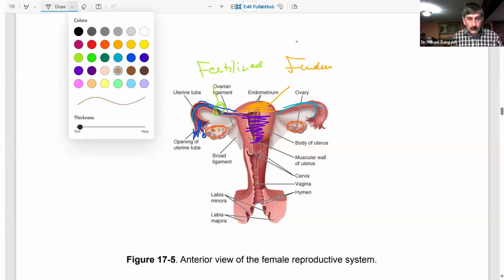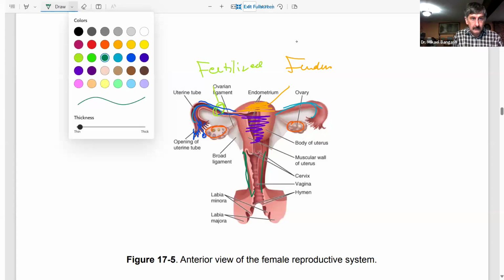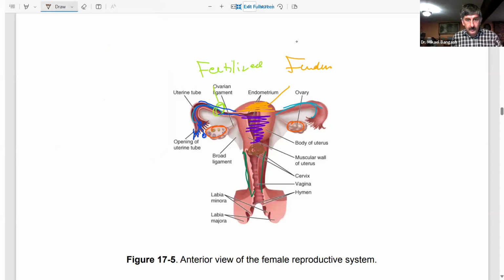And if this here was the vagina, then the part of the uterus that protruded into the vagina was mainly what we call the cervix.